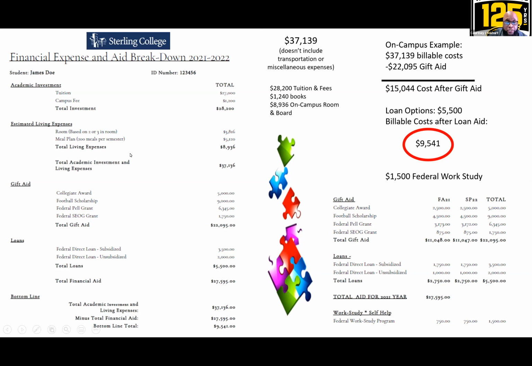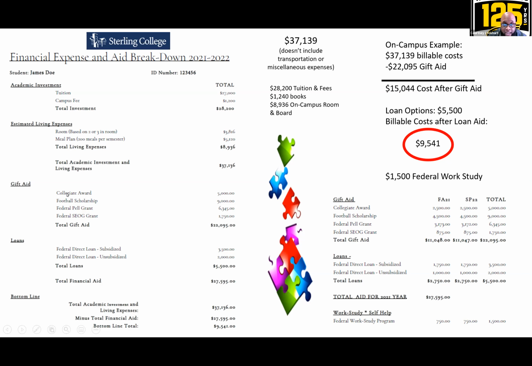So we see the tuition and fees, that investment. Then we see the room, the meal plan, which is of course based upon their selection as well, the selection that they made when they signed up for it. So they've incorporated all of that together. And then they have the total of what the academic investment and the living expenses are for them to better understand what those costs are going to be for them.